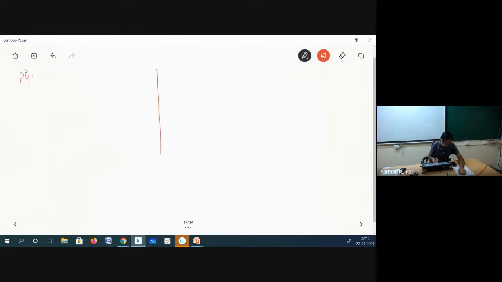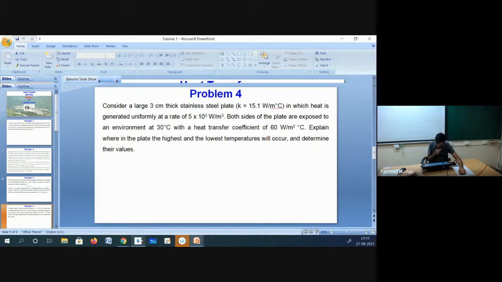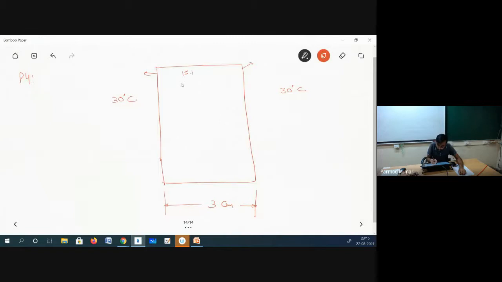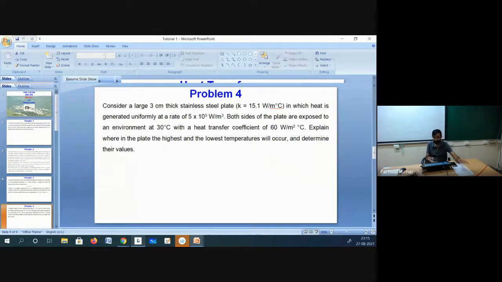Okay, so let me once again draw the sketch of the problem. As per the sketch, I am having some stainless steel plate, the thickness of which is 3 centimeters, and both the faces of the plate, this as well as this, are exposed to surroundings at a temperature of 30 degrees Celsius. So here we are having 30 degrees Celsius as the surrounding temperature. And the conductivity of this plate is 15.1 watt per meter degree Celsius. And another important thing is, this plate is having uniform heat generation within the volume, watt per meter cube.